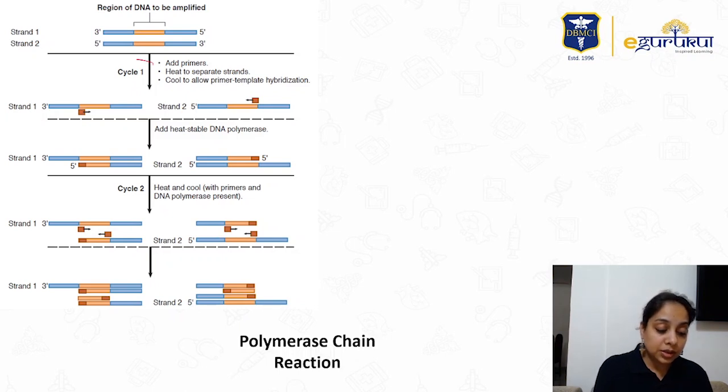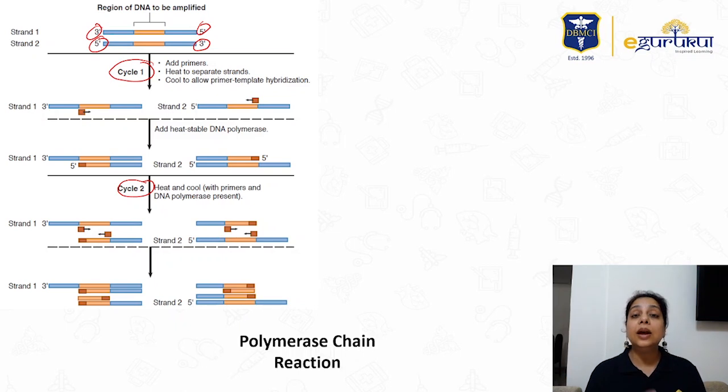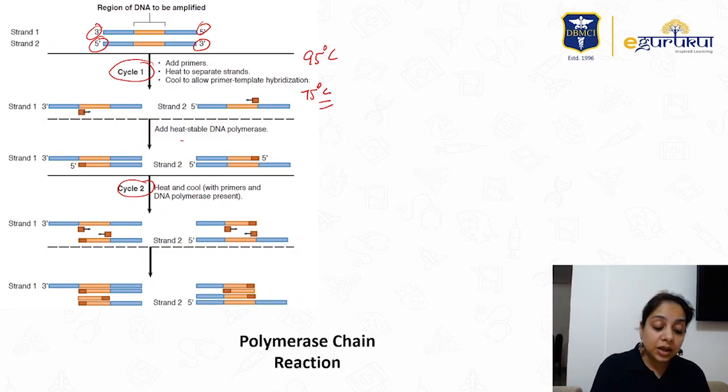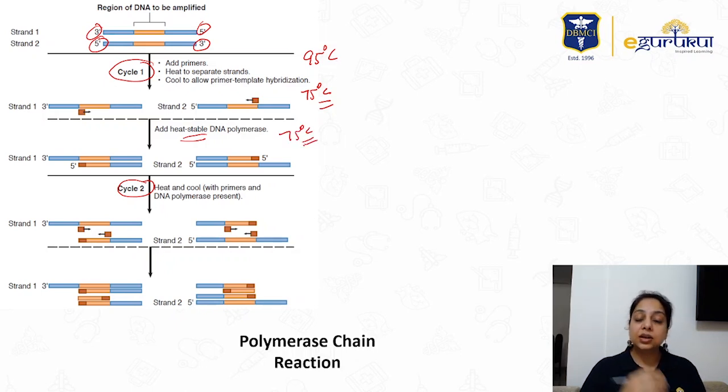So there is cycle 1 and cycle 2. What you are doing in cycle 1: you have the double-stranded DNA with one strand from 3' to 5' end, and the other one running in the opposite direction, because the strands run in antiparallel directions. Heating is done to almost 95 degrees Celsius. Strands are separated. They are cooled down slowly. Primers are added, and that cooling down is to approximately 75 degrees Celsius. Then a thermostable or heat stable DNA polymerase is added. Again, the temperature is 75 degrees Celsius, and the elongation is done for both the strands.